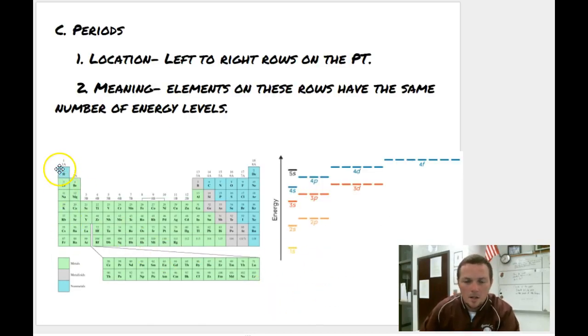The periods. All right, periods are the cross rows, left to right, of the periodic table. So here's one period. Period 2 is right here. Period 3 right here. So on and so forth. So how many do we have? So 1, 2, 3, 4, 5, 6, 7.